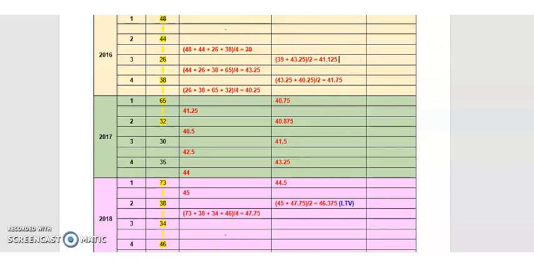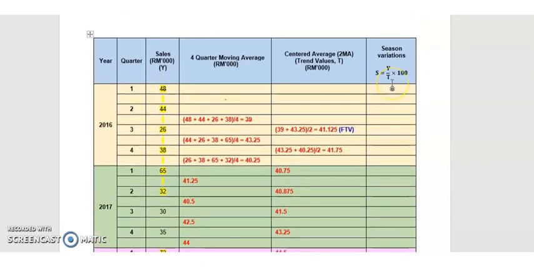41.125 is the first trend value, FTV. Okay. So that's how we answer question A. Find the trend values using centered moving average.